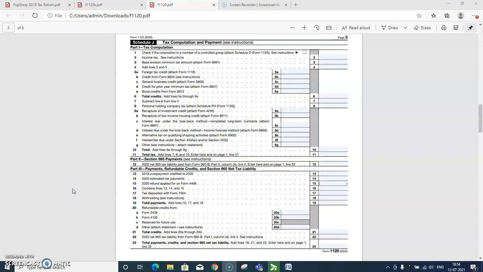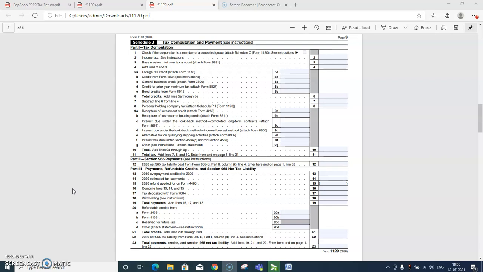So starting from Part 1 tax computation, line 1. If the corporation is a member of a control group, check the box on line 1. Complete and attach Schedule O Form 1120, Consent plan and apportionment schedule for a control group. Component members of a control group must file Schedule O to report the apportionment of certain tax benefits between the members of the group. See Schedule O and you will get more information.